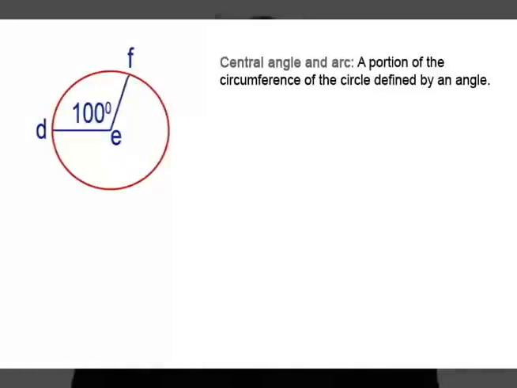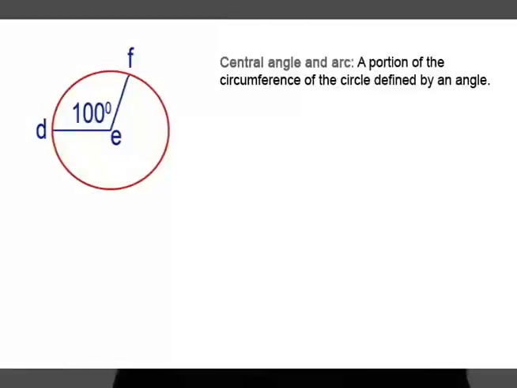Circle arcs and angles. We have angles from our circles defined by our radius or our center position, and we have arcs of a circle, which are portions of the entire circumference. So let's take a look at central angle and arc. A portion of the circumference of the circle is defined by the angle.